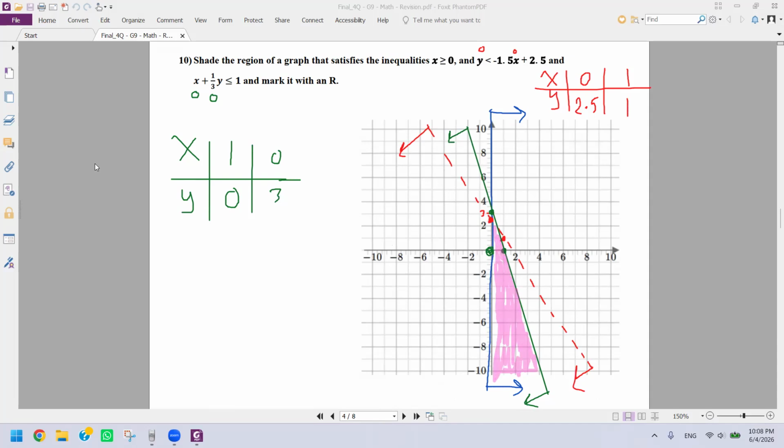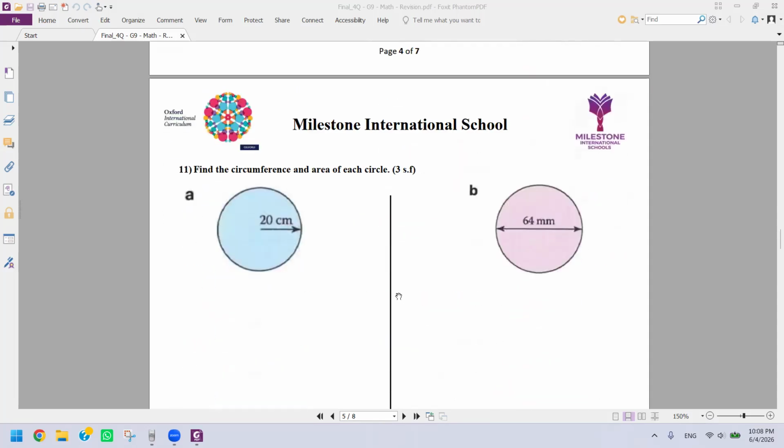What do I do here? We write R, because it says mark it with an R. Okay, done with the inequalities.